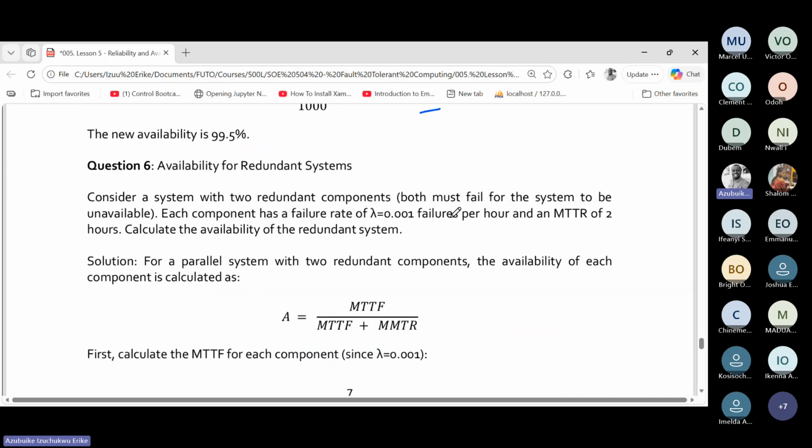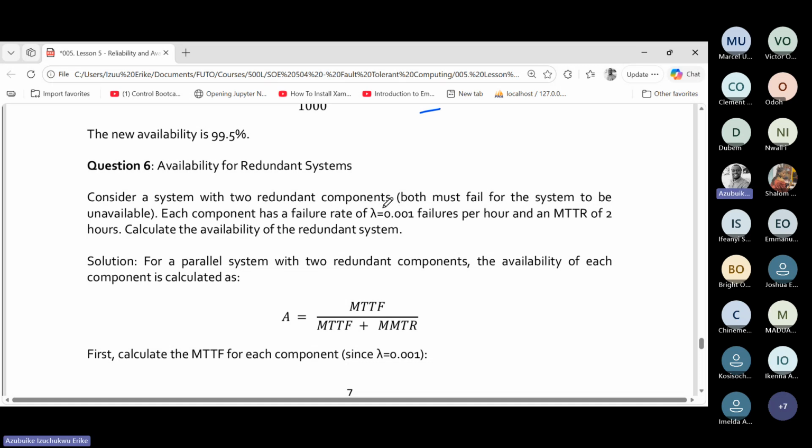Now let's look at question number 6, availability for redundant systems. Now consider a system with 2 redundant components. Both must fail for the system to be unavailable. What does it tell us? Can somebody answer? Is somebody making an attempt?